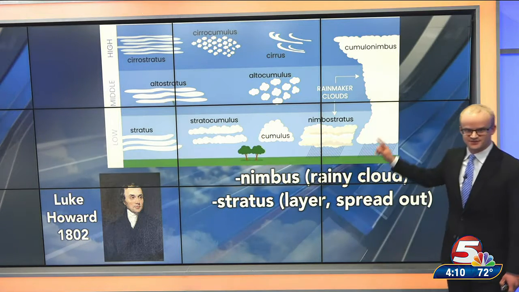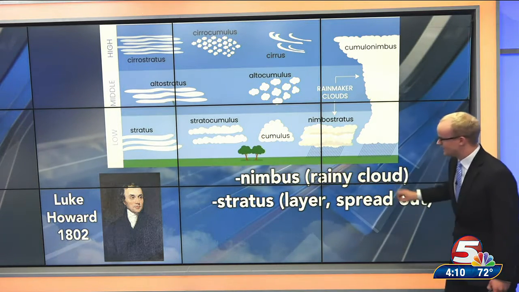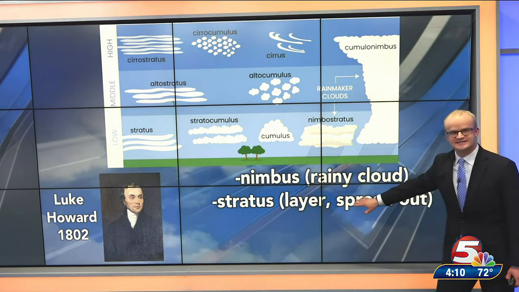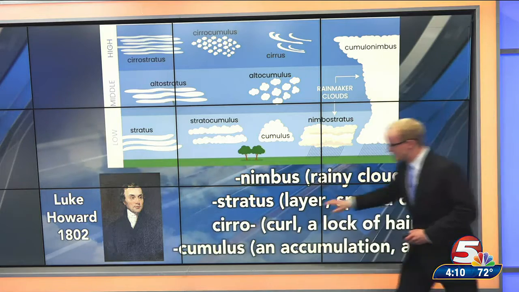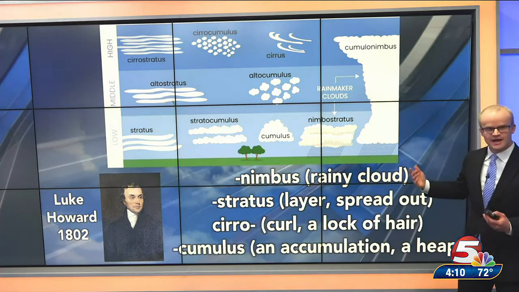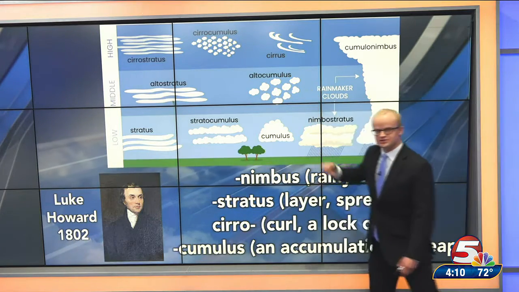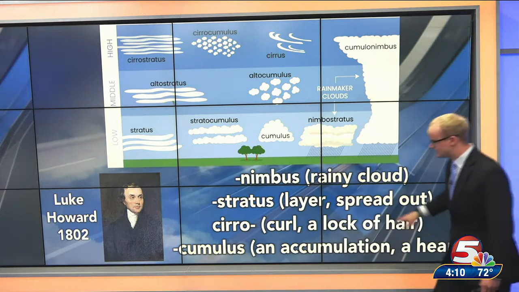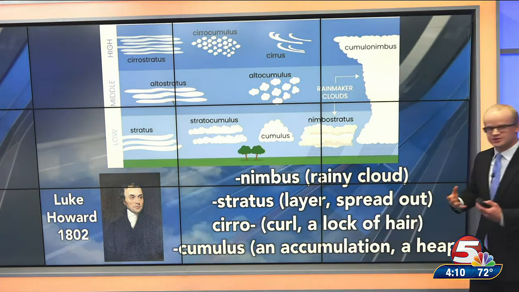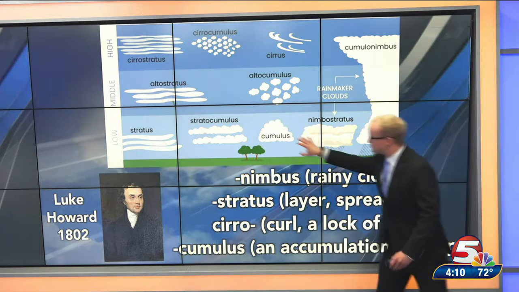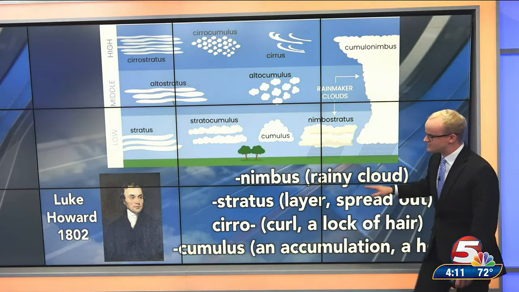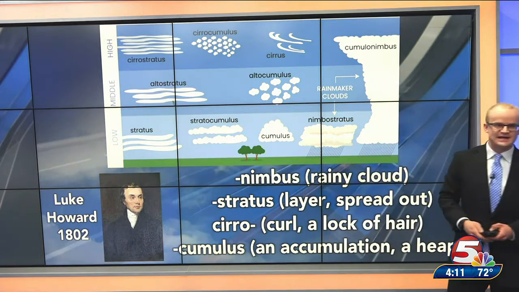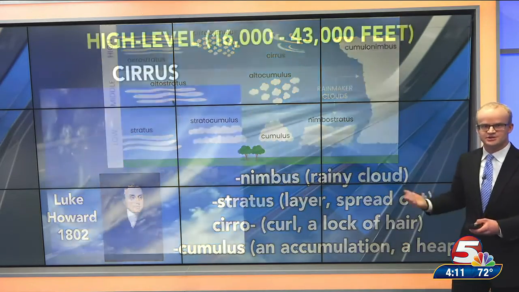So there are prefixes on there, if you'll notice, that are from Latin origins. Nimbus, if that's in the name, means it's a rainy cloud. Stratus in the name means it's a layered or spread out cloud. That's the Latin translation. Cirro means curl or a lock of hair, and that's where the cirrus clouds get that name. And cumulus is an accumulation or a heap, and that's why those puffy cumulus clouds have that name. All of these names come from Luke Howard back in 1802. We still use that naming convention to this day.